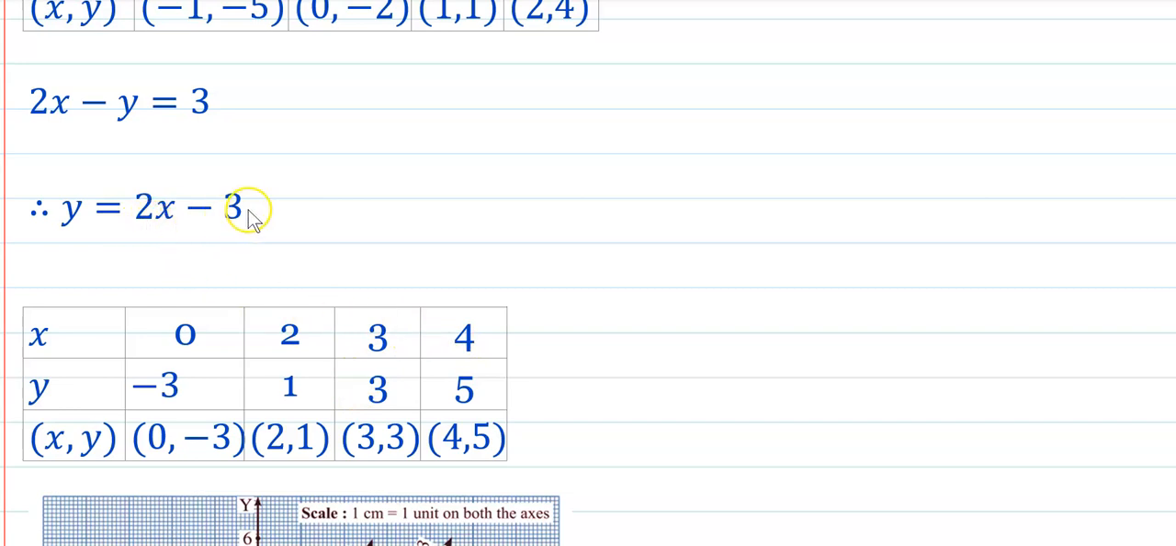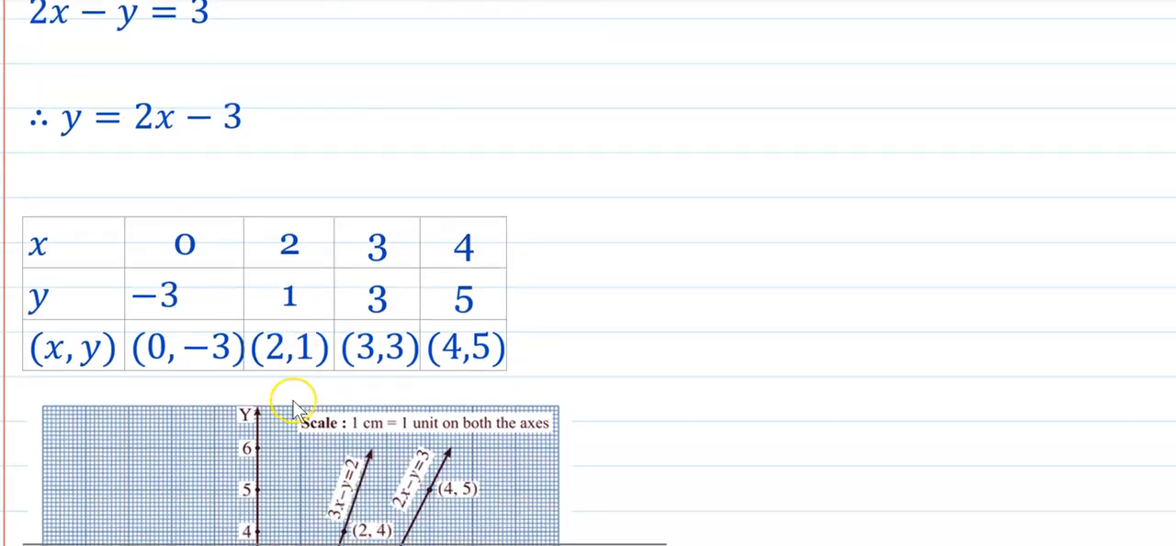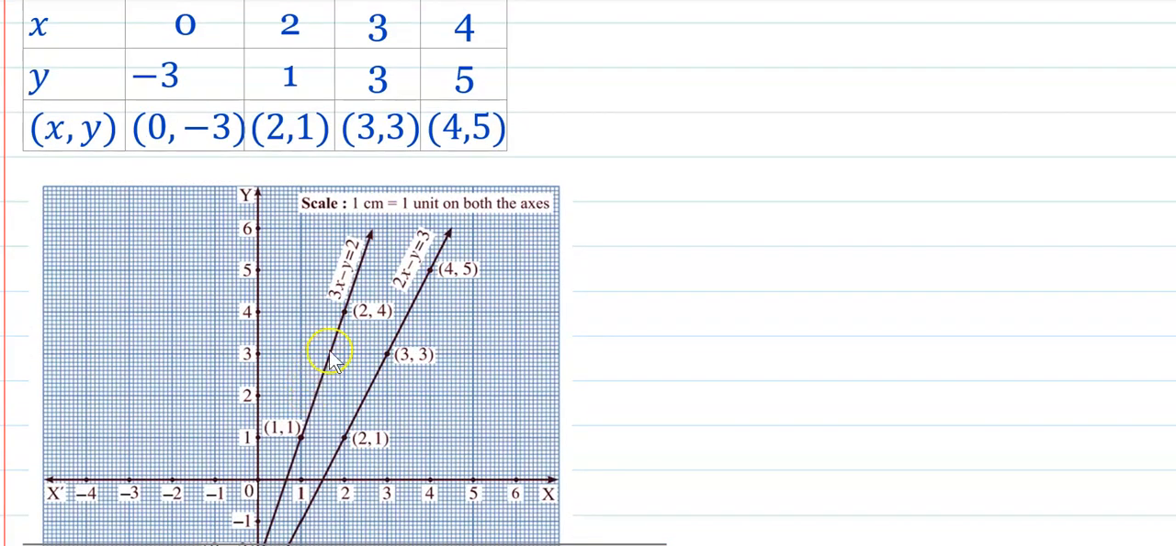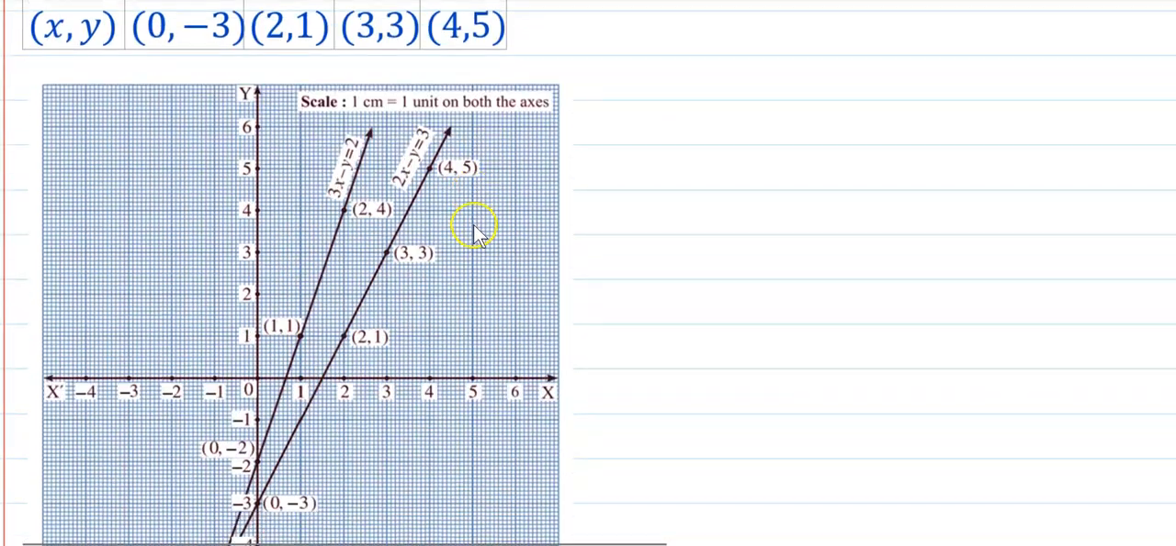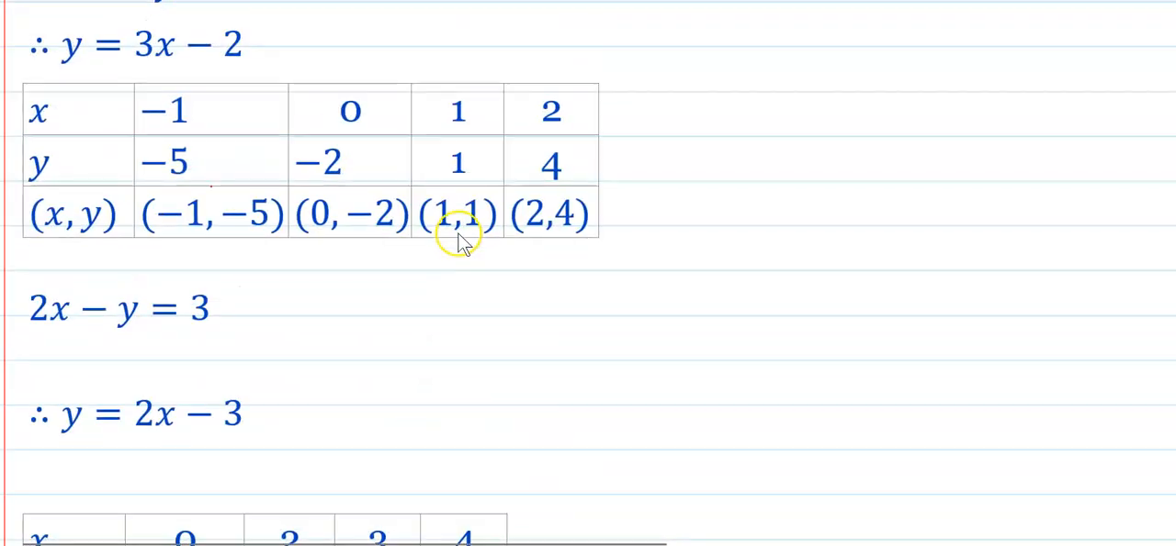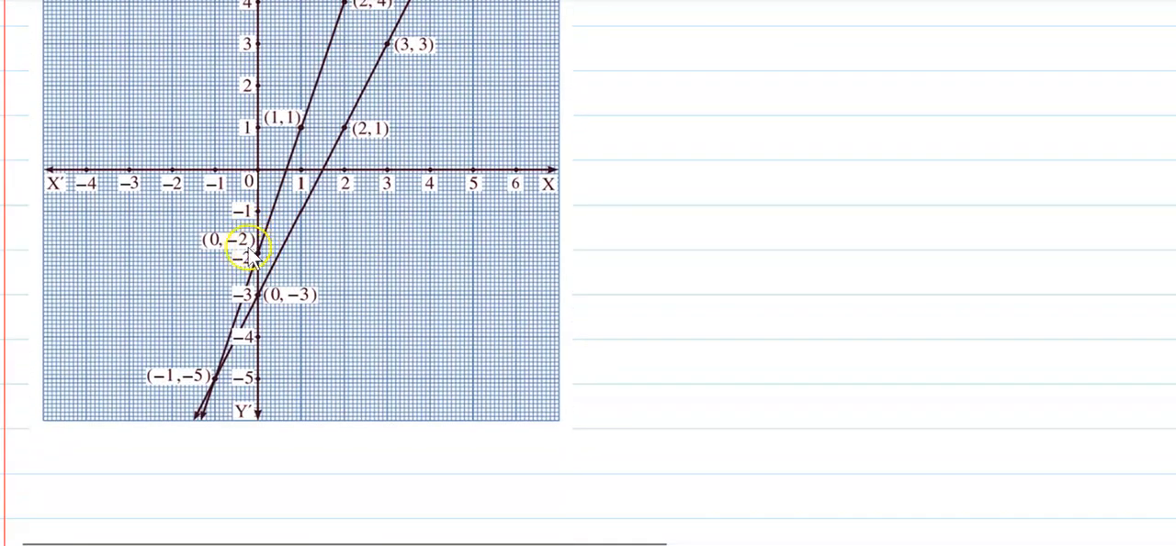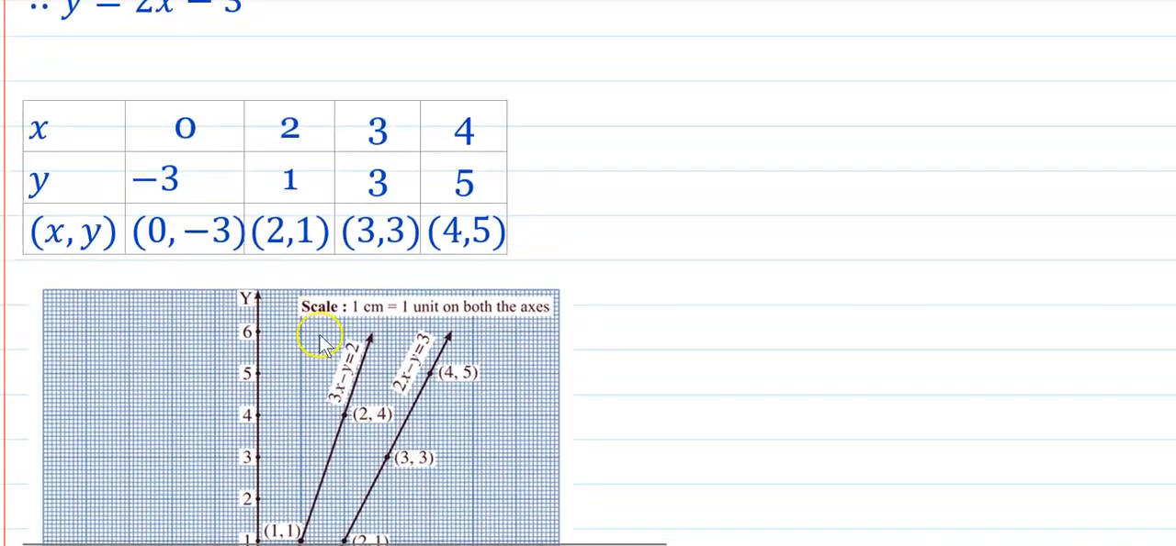8 minus 3, you will get 5. These are the required points. Now the scale on both axes is 1 centimeter equals 1 unit. Now we'll plot the points. First is (minus 1, minus 5). It is in the third quadrant. This is the first point.